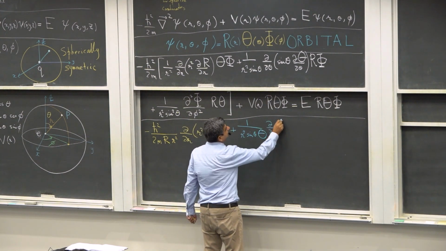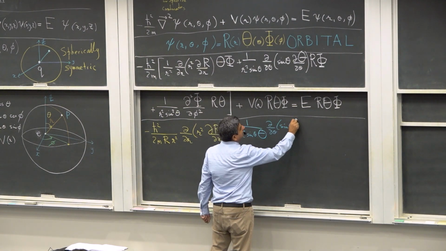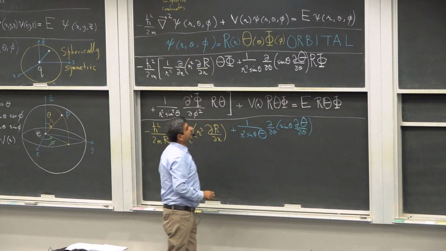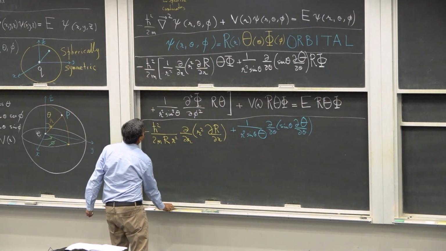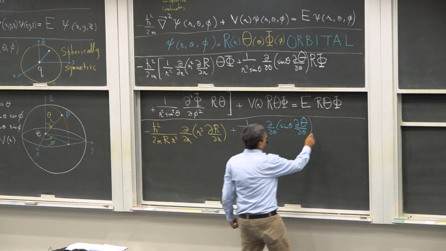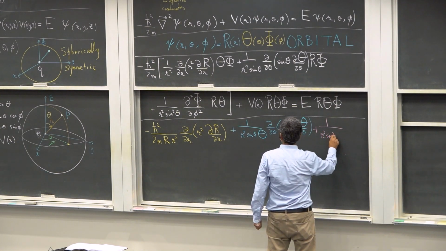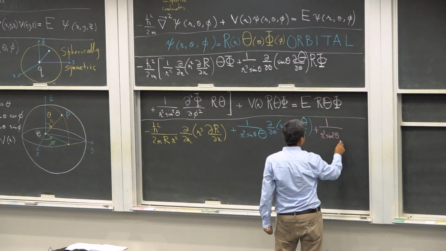Minus h bar square over 2m. What is m? Mass of the electron. All right. So 1 over r square, partial derivative r square, capital R.